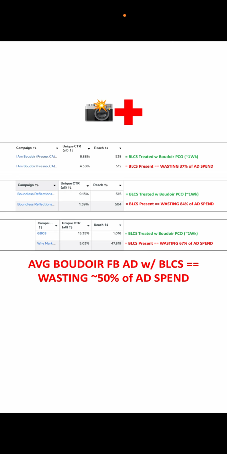So if you are running more than 10 grand a month in Boudoir Facebook ads and you're seeing margins decrease because there are more competitors, dude, everyone that's got an iPhone is throwing up ads and profiles to do Boudoir photo shoots. And you finally decided, all right, you've got to find more margin, get more profit in your business. Then on average, you can probably save around 5K a month, 60K in the first year, by treating your Boudoir Facebook ads that have BLCS with Boudoir Pico.